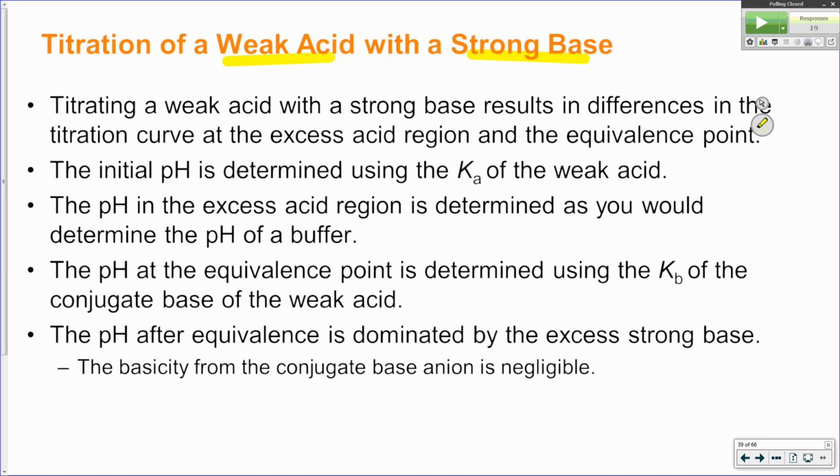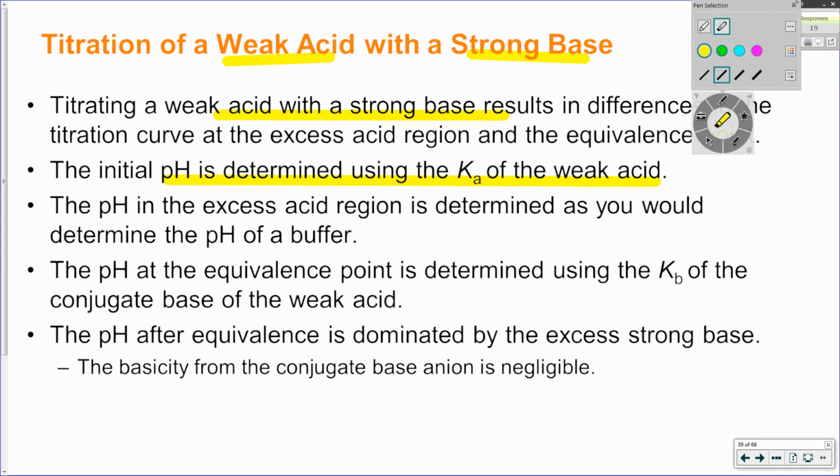So what happens when we titrate a weak acid with a strong base? We remove some of the weak acid, and it is converted into the conjugate base. We can determine the initial pH by just treating it as a weak acid. In the region where there's excess acid, what's happened is I've taken some of this weak acid, HA, and during the course of the titration, I've converted it into its conjugate base as it reacts with the OH minus.